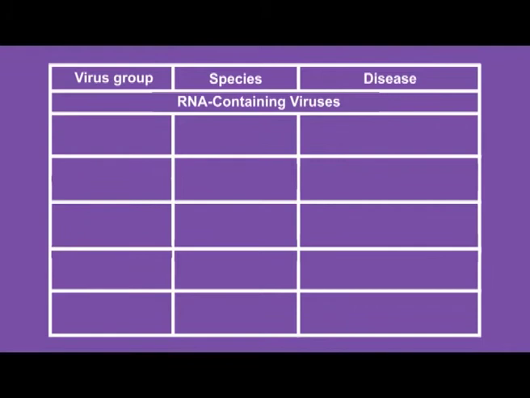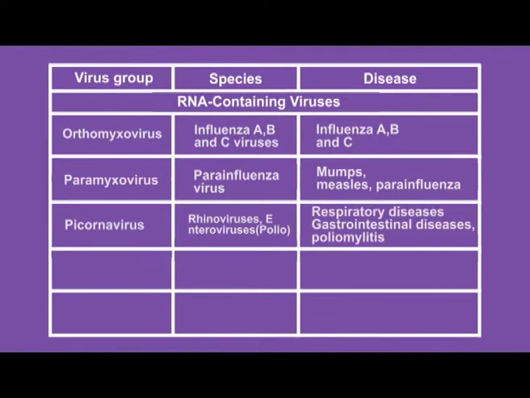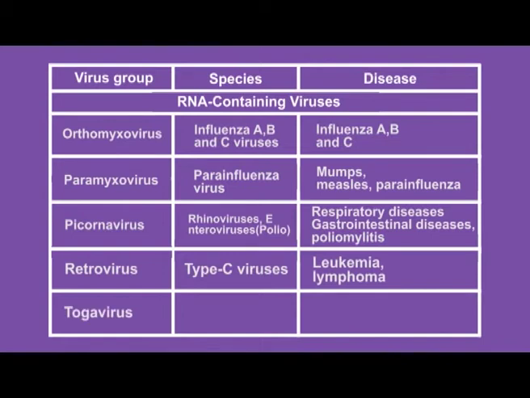The next category of virus is RNA containing virus. The examples are orthomyxovirus, which causes influenza A, B and C. Next is paramyxovirus, which causes mumps, measles and parainfluenza. Next is picornavirus, which causes respiratory disease, gastrointestinal disease and poliomyelitis. The next category is retrovirus, a C-type virus, which causes leukemia and lymphoma. Next is togavirus, a rubella virus, and it causes hepatitis.